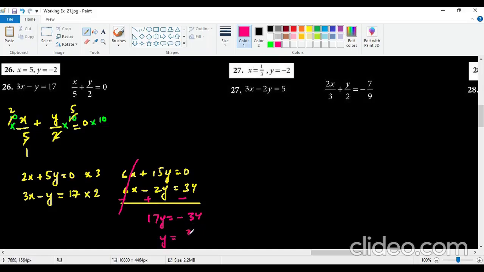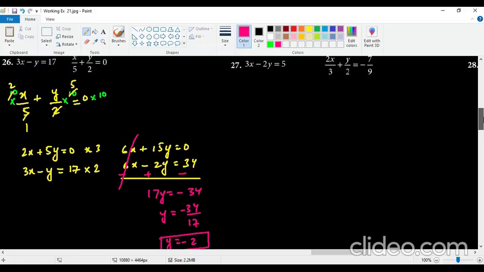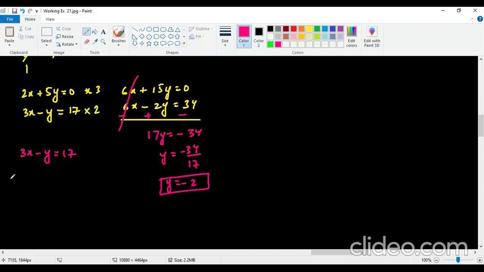So y will be equals to 34 over 17. So y will be equals to negative 2. Now finding out the value of x, I know very well in the question itself it says 3x minus y equals 17. Now the value of y is negative 2.